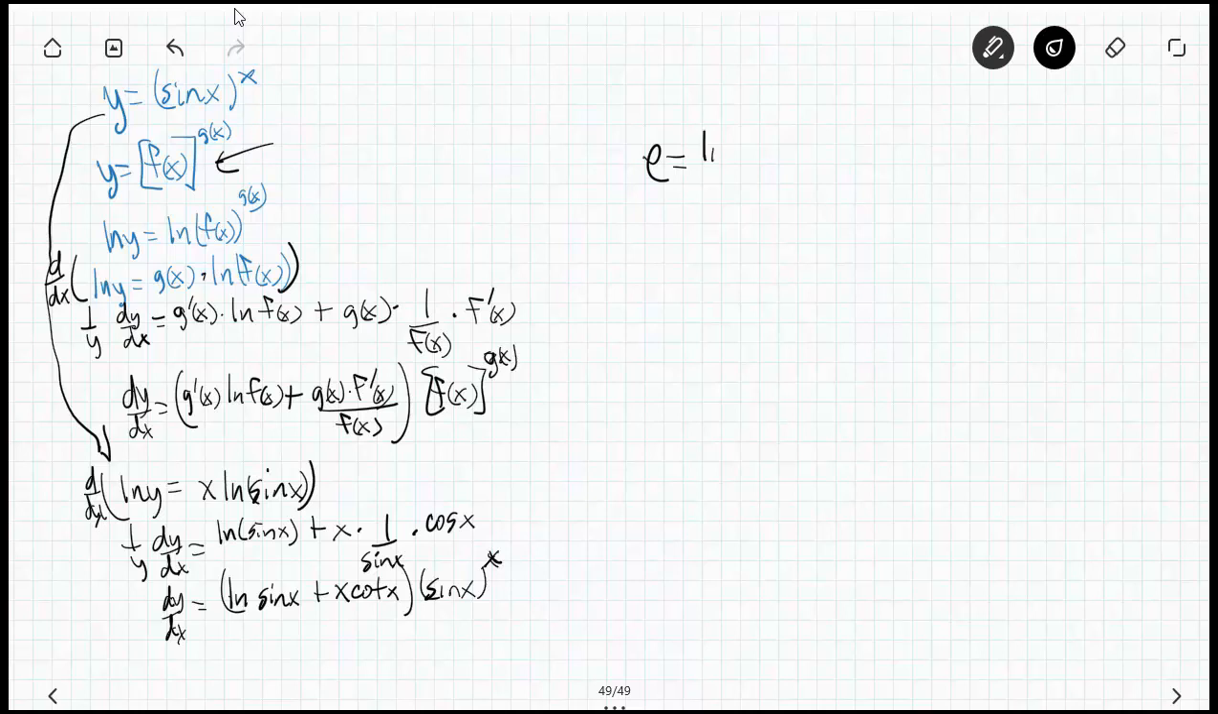But the most common way of defining e is the limit as x goes to infinity of 1 plus 1 over x, raised to the x. That's one way. Or you can also write this as the limit as x goes to 0 of 1 plus x to the 1 over x. Those are identical ways to define e. If you don't believe me, put them in your calculator.